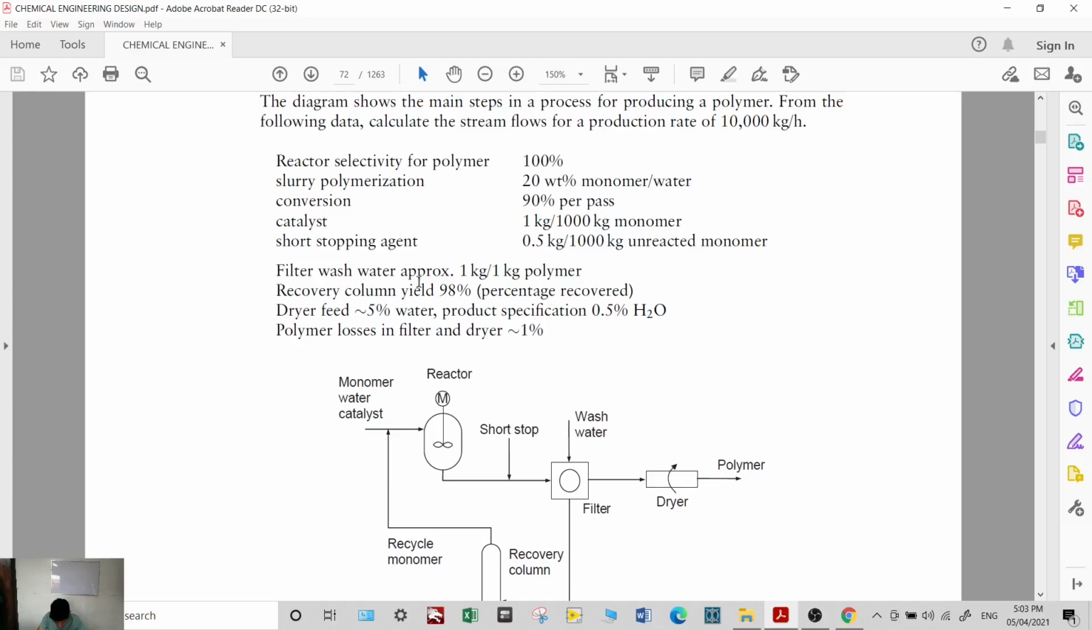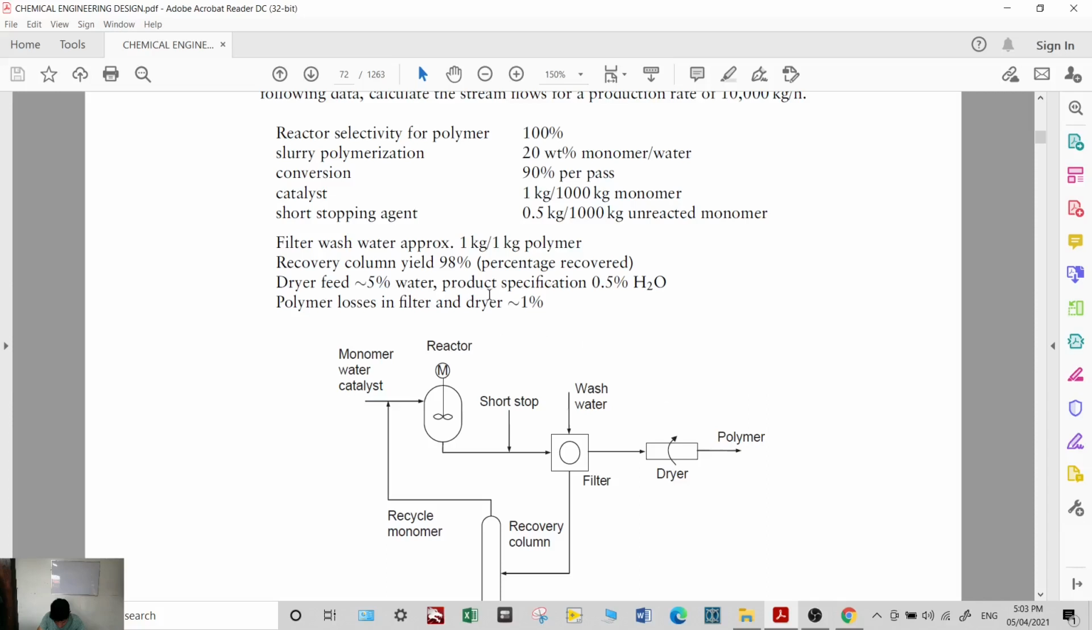Filter wash is approximately 1 kg per 1 kg polymer. Okay. Recovery column yield 98%. And then dryer feed 5% water. Okay? So these are the specs of your product. Your product contains 5% water, and polymer loss in filter and dryer is 1%. So that is the loss here.